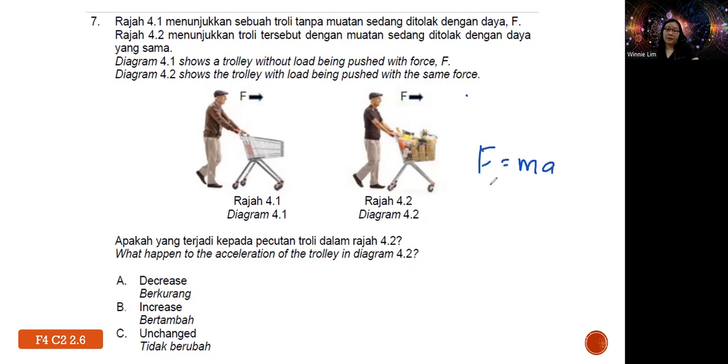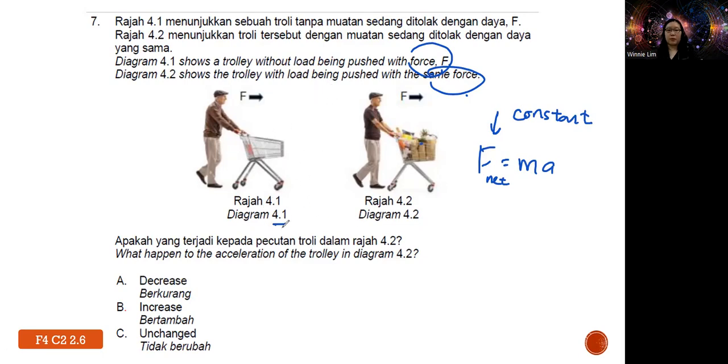Or F net, like I normally tell students, so that you all always remember this force is referred to the resultant force itself. So based on what they stated here, they are using the same force. That means the context of force is actually constant. And then they want you all to come out with the conclusion.